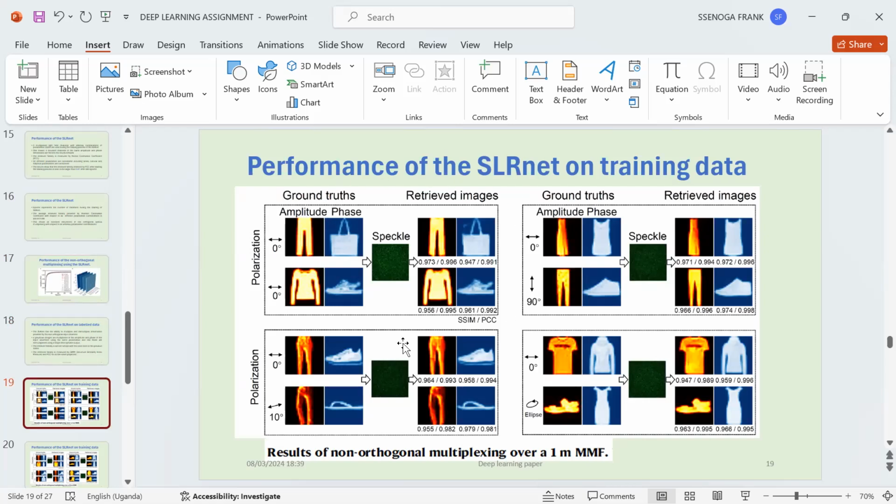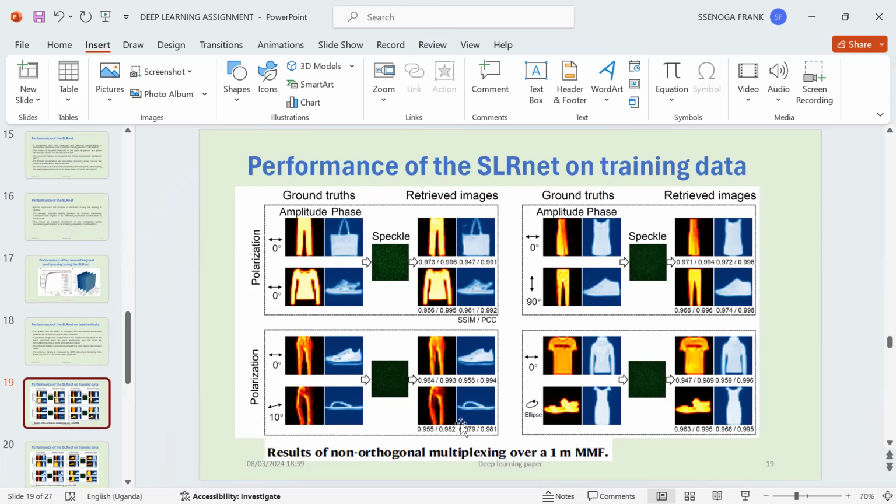So here, this is the diagram that shows the input images and then the output image. It shows the relationship of what the SLNet outputs with respect to the ground truth. So these images are fed into the SLNet, and then the output is this.